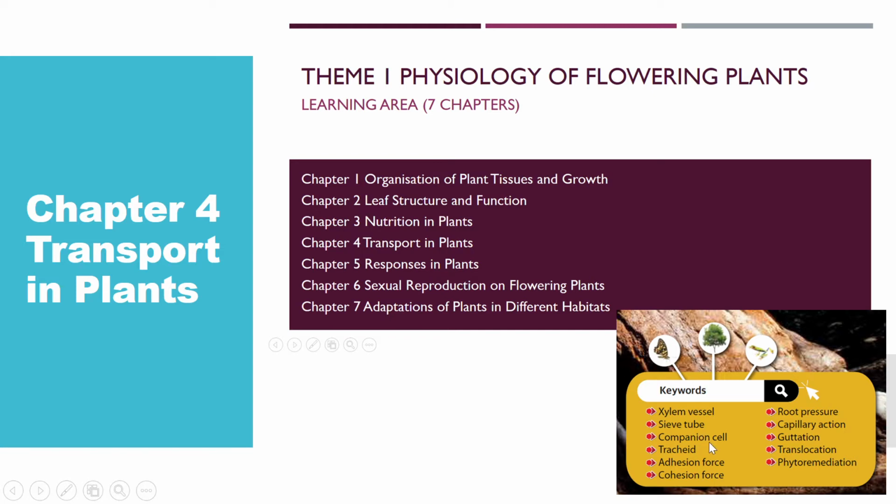Also, adhesion and cohesion forces. This is revision for you since you have come across these when you discussed the properties of water molecules back in your Form 4, Chapter 4, Chemical Composition in a Cell. Then what is root pressure? What is capillary action? Capillary action is related to these two forces, adhesion and cohesion force. And then what is guttation? What is translocation? And then what is phytoremediation?